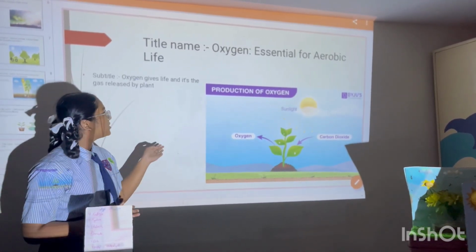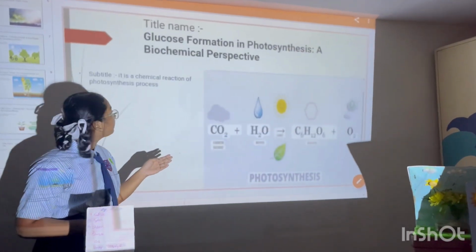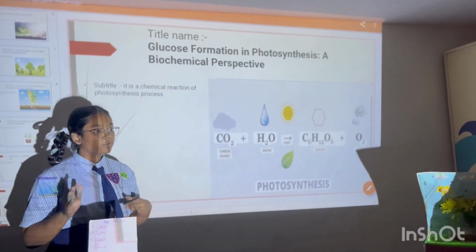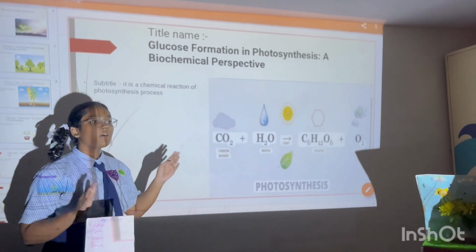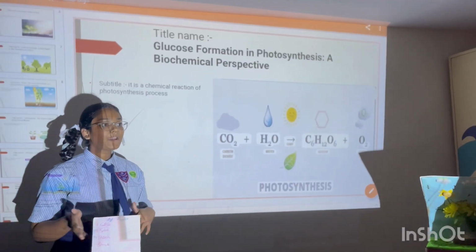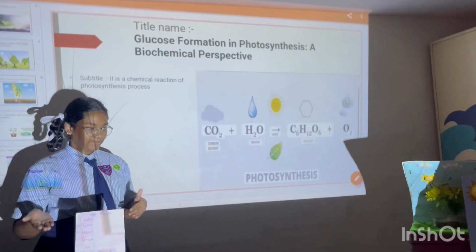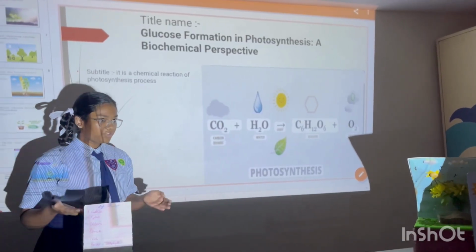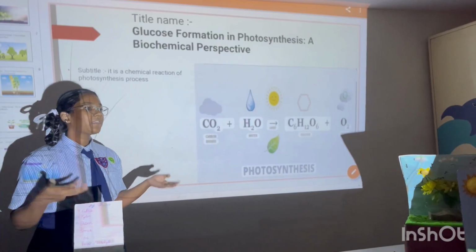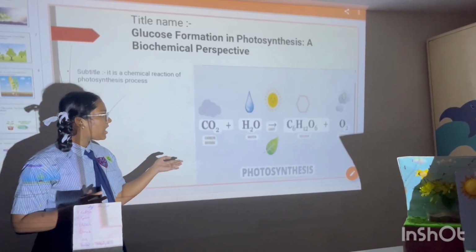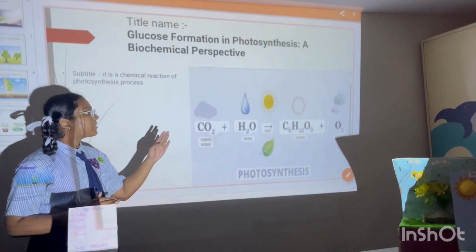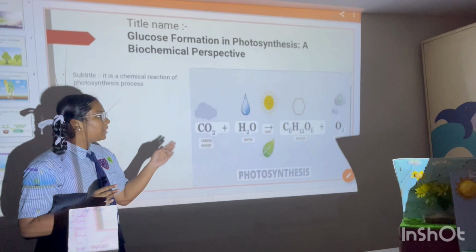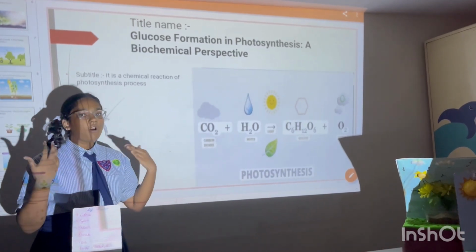Now let us see the formation of glucose. Carbon dioxide plus water react with sunlight and chlorophyll to produce glucose plus oxygen. Carbon dioxide and water react with each other in the presence of sunlight and chlorophyll to produce glucose, which is plant food, and oxygen. In the chemical reaction, 6 molecules of carbon dioxide and 6 molecules of water, with sunlight and chlorophyll, produce a molecule of glucose and 6 molecules of oxygen.